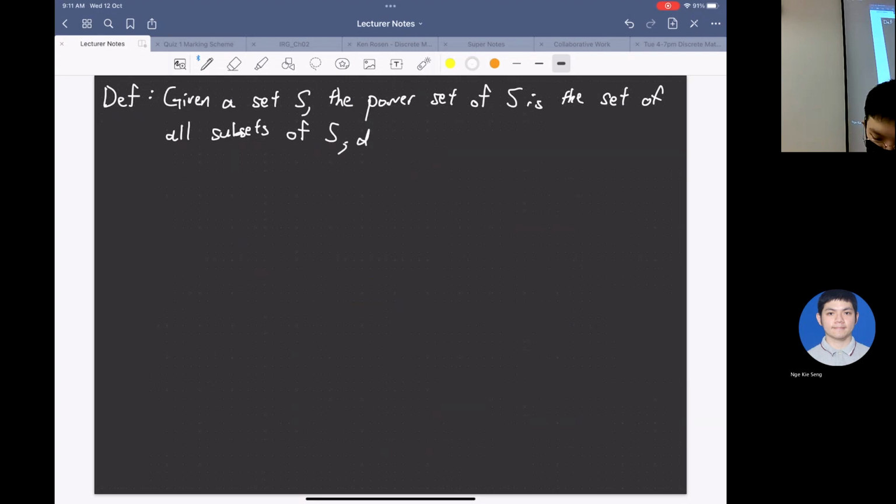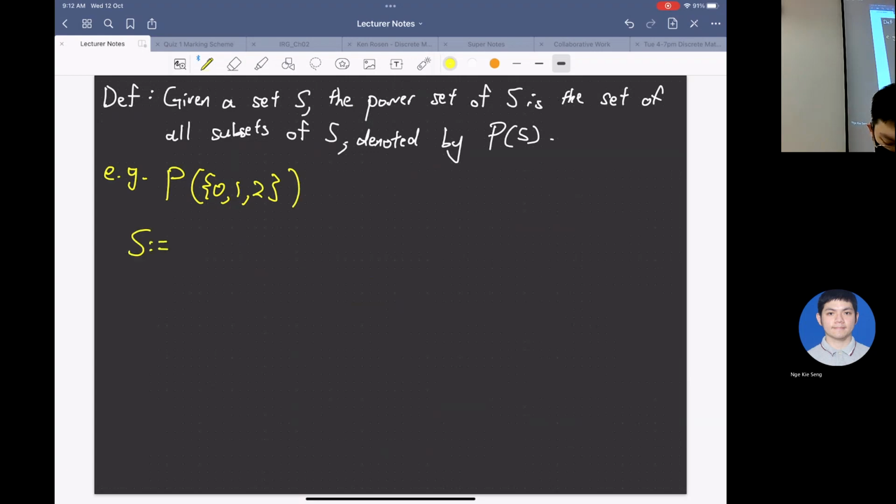So we will denote it by P(X). For example, let's look at this set here, containing 0, 1, 2. And this is our set. Last time we showed that every set has two subsets, right? One is the empty set, one is itself. So that means here must contain the empty set and itself.